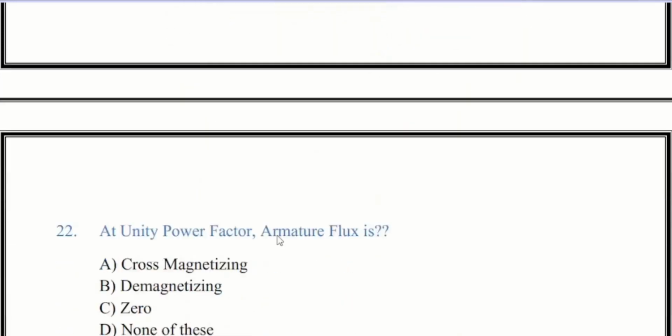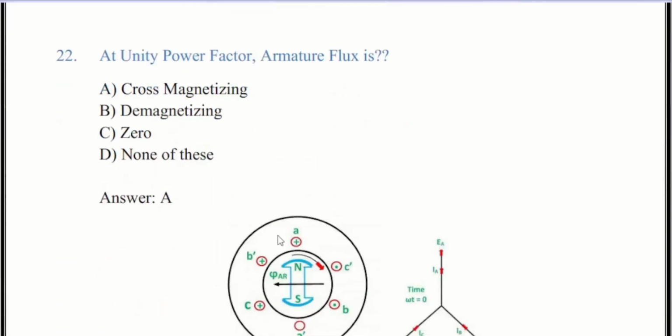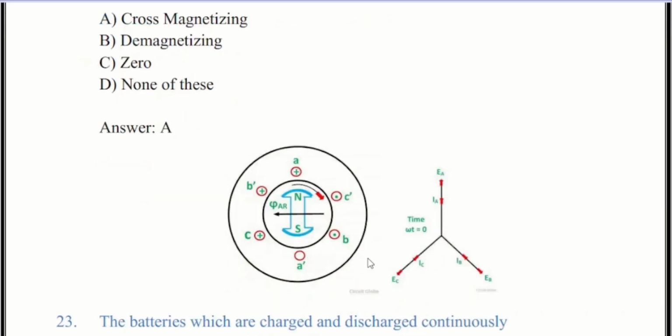Now we come to question number 22. At unity power factor, armature flux is. There are four options. The correct answer is cross magnetizing. You can see the figure of armature flux.